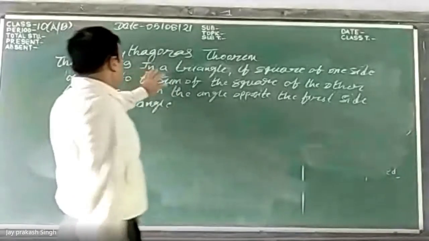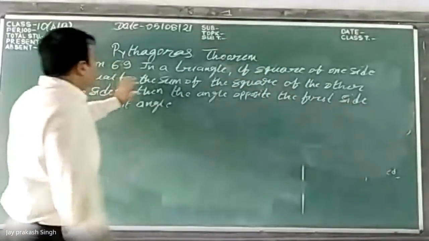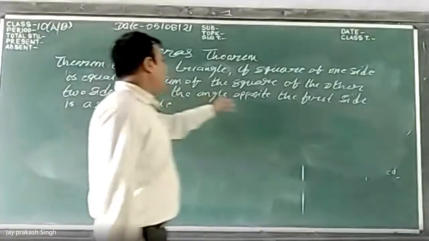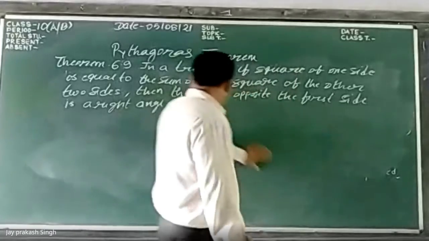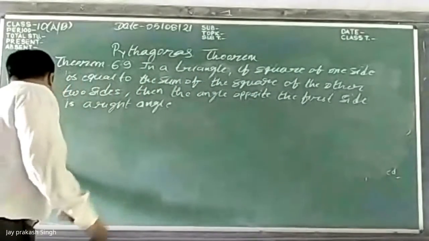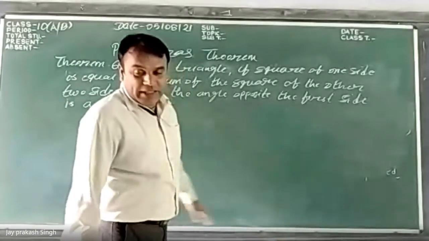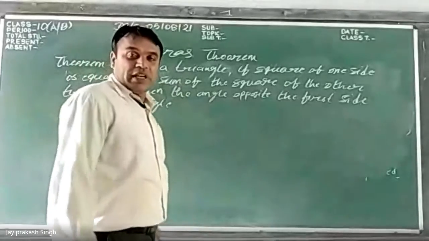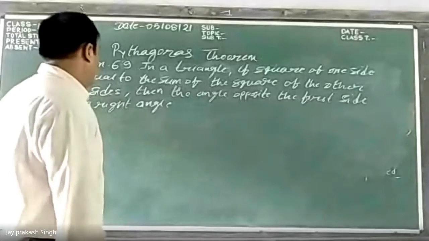Here, the theorem is: given a triangle, if the square of one side is equal to the sum of the squares of the other two sides, then the angle opposite to the first side is a right angle. We have to prove the converse of the Pythagoras theorem, that is, if AC square equals AB square plus BC square, then the triangle is a right angle triangle.